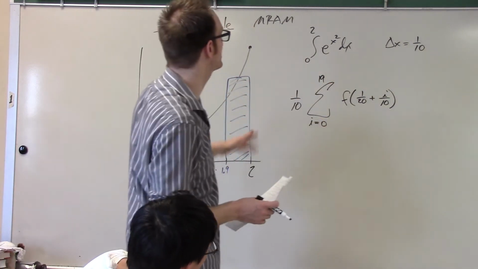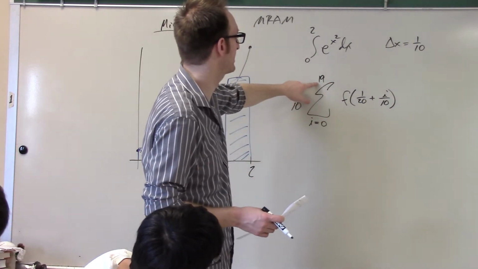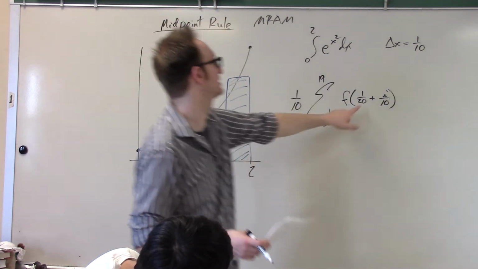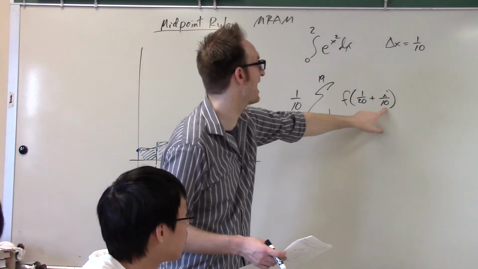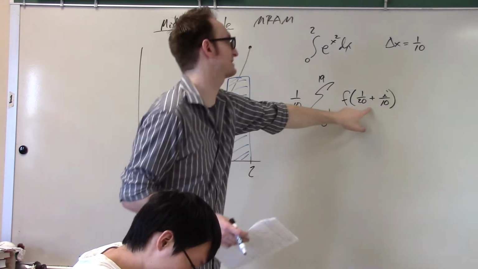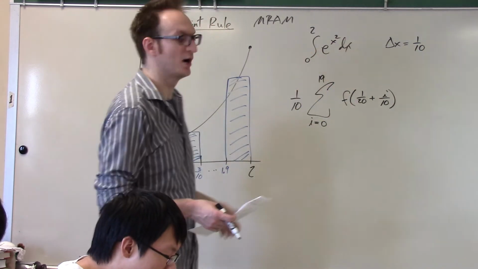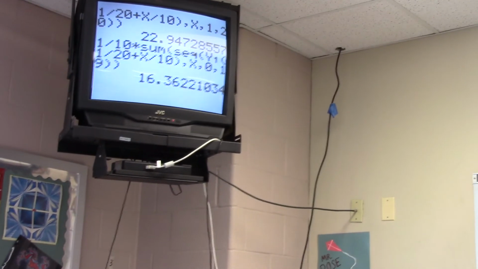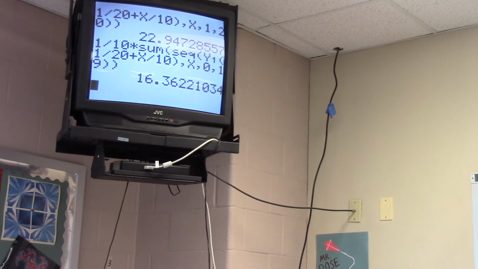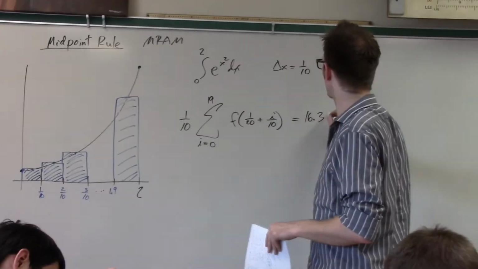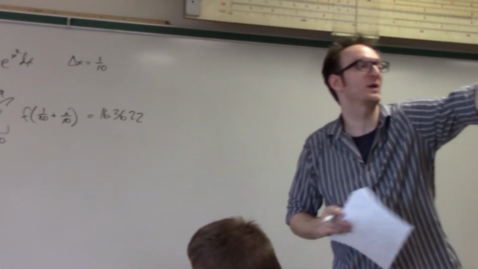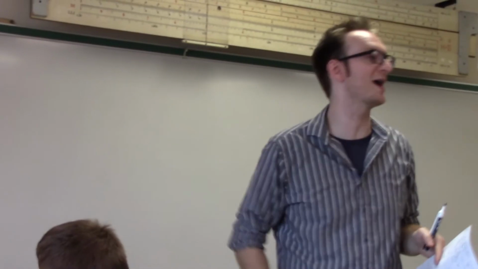Let's double check it. What's the last rectangle? If I plug in 19, then I get 1/20th plus 1.9. 1/20th is like 0.05, so that last number will be 1.95, which is what it's supposed to be. Okay, let's do it. He already entered it into his calculator using the same command, sum of a sequence, and we get 16.3622, which is remarkably close to what we have cheated and know is the true answer over there.